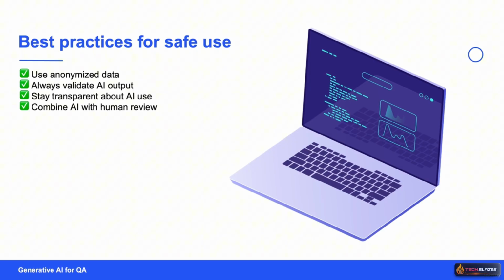So, how do we stay safe? It's simple. Anonymize data, double-check AI-generated results, and be open about when and how you use it. Combine automation with human insight, not one instead of the other. When you do that, you get the best of both worlds: efficiency from AI and accuracy from experience.